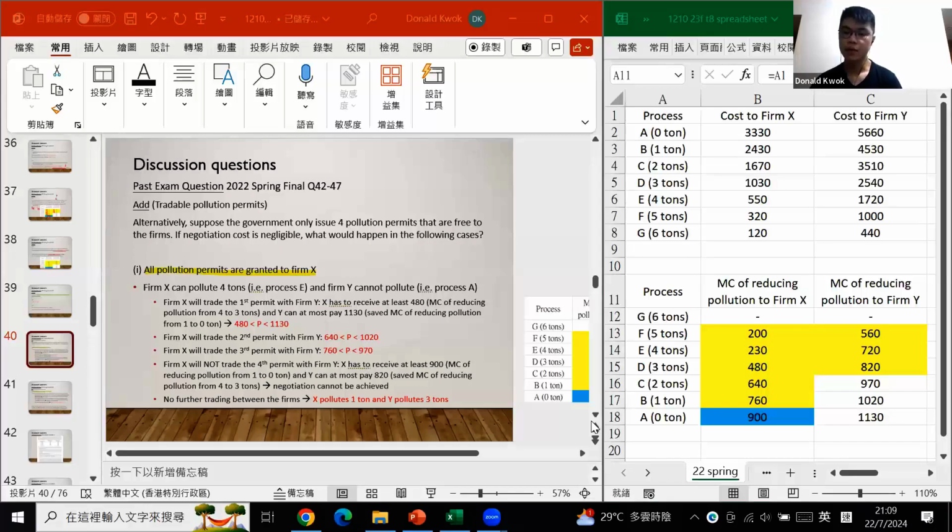Let's say firm X is going to sell 1 pollution permit to firm Y. It needs to move from using process E to process D. The additional cost required is 480. For firm Y, if it has 1 pollution permit, it could move from process A to process B, so it can emit 1 ton of pollution, and it would save the cost of 1,130. So as long as the permit price between the two firms is between 480 and 1,130, they can reach an agreement to trade for the first pollution permit.